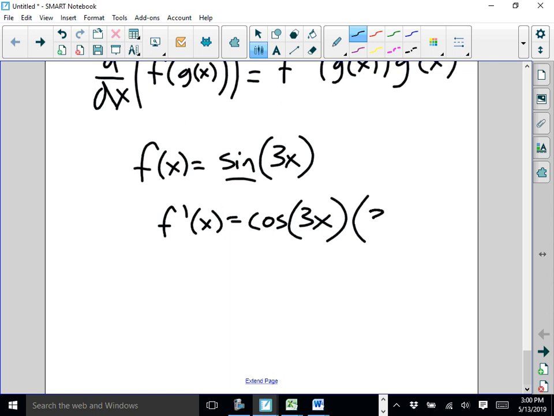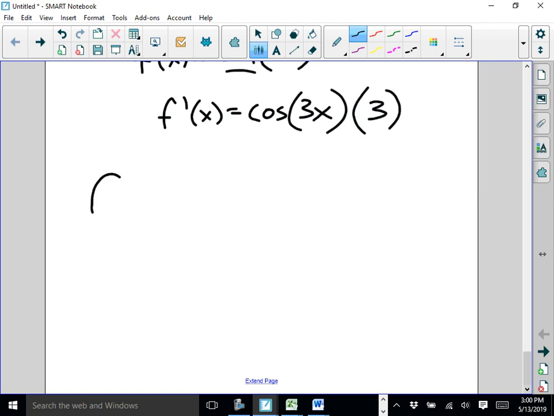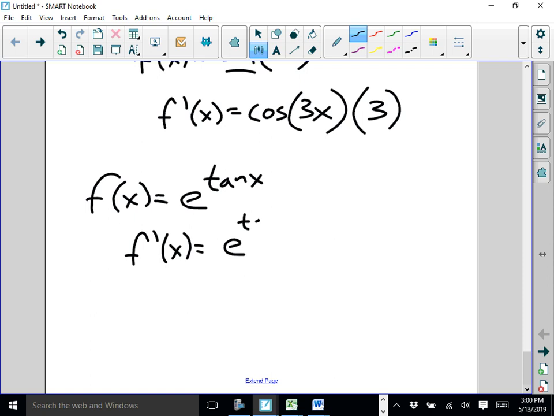E works kind of interestingly. Let's say I have f of x is equal to e to the tan x. F prime of x would be the derivative of the outer function. E is its own derivative with respect to the inner function, tan x. It's going to start off e to the tan x. E always starts off just as it is. But now we have to multiply it by the derivative of tangent x, which is secant squared x.